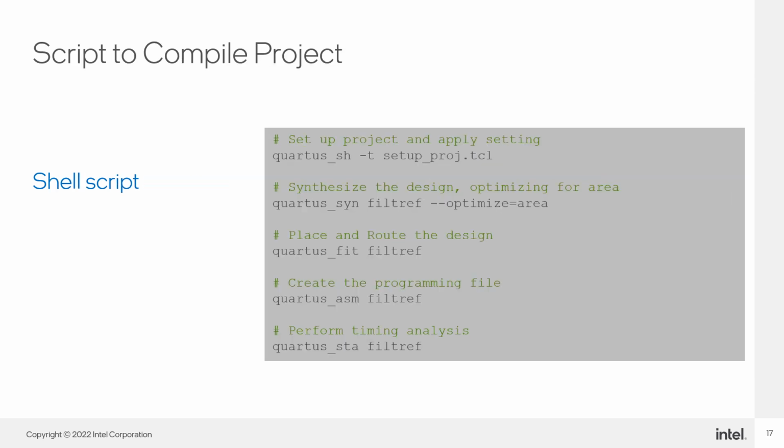This is a shell script that would create the project by sourcing the setup_proj.tcl file from the previous slide and runs the compilation flow. The first line runs the quartus_sh command line shell with the setup_proj.tcl as an argument to set up the assignments for the project. We then run the synthesis executable quartus_syn with the option to optimize for resource usage. After that, place and route is performed on the netlist along with the assembler to create a programming file. Finally, we run the static analyzer to generate the default timing files.